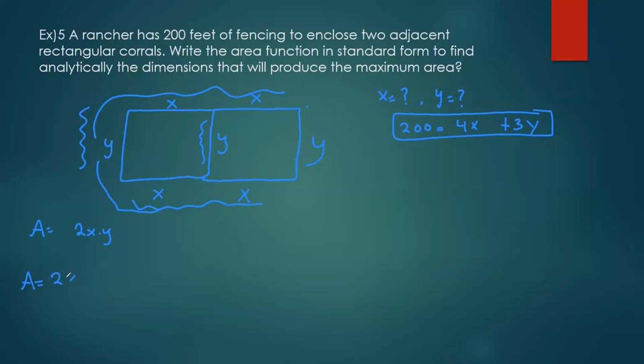So area equals 2x times y, and then we can use this equation to solve for y, right? So I'm going to use this to solve for y, so I'm going to subtract 4x. Divide this by 3. So 200 over 3, and then you have negative 4/3 x. Okay, now we're going to substitute that y value back into this equation, right?